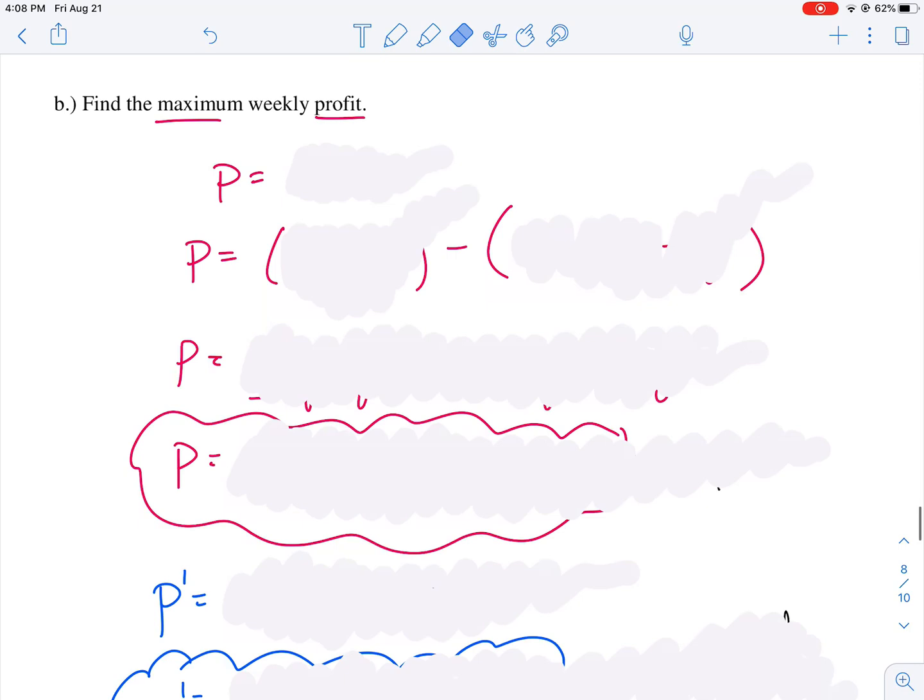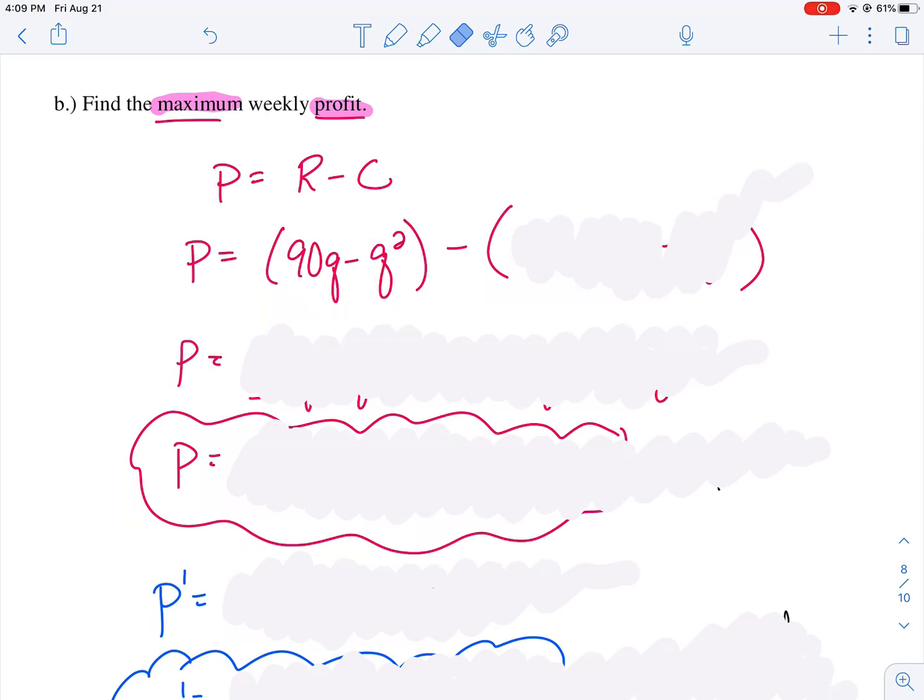Let's look at part B. Part B says we want to maximize our weekly profit. So now we want to find where the profit's derivative, I should say, changes from positive to negative. But before I can do that, I've got to come up with a profit equation. Remember, profit is my revenue minus my cost. The profit is the amount that's going in my pocket. So I need to find a revenue equation minus a cost equation.